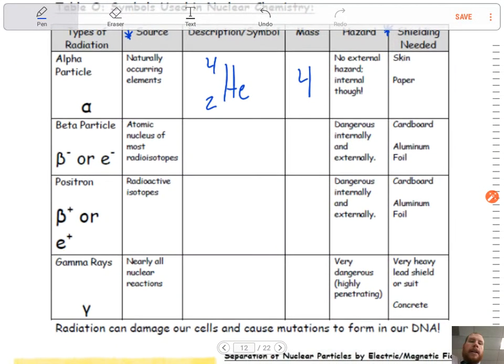All right, beta particles, again, you'll see it most of the time, guys, like this in terms of that electron symbol, but you could see it where it has the symbol beta. There's no mass. They're dangerous internally and externally, but some cardboard or aluminum foil can shield it. And the source is the atomic nucleus of most radioisotopes, which can give off that beta decay.